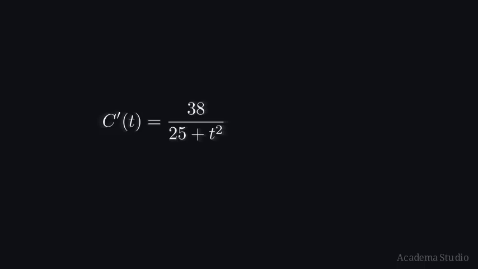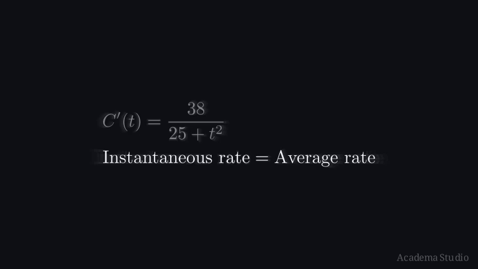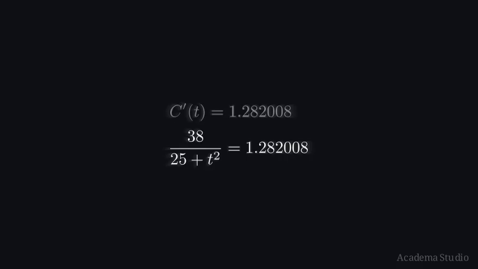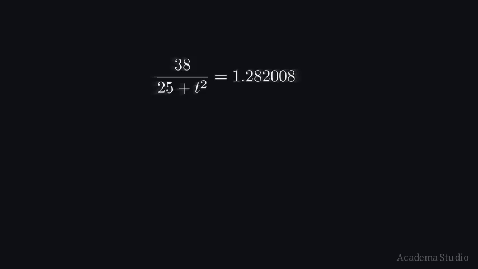C prime of t equals 38 over 25 plus t squared. Instantaneous rate equals average rate. We are given that C prime of t equals 38 over 25 plus t squared. We set C prime of t equal to the average rate of change. 38 over 25 plus t squared equals 1.282008. 38 equals 1.282008 times 25 plus t squared.